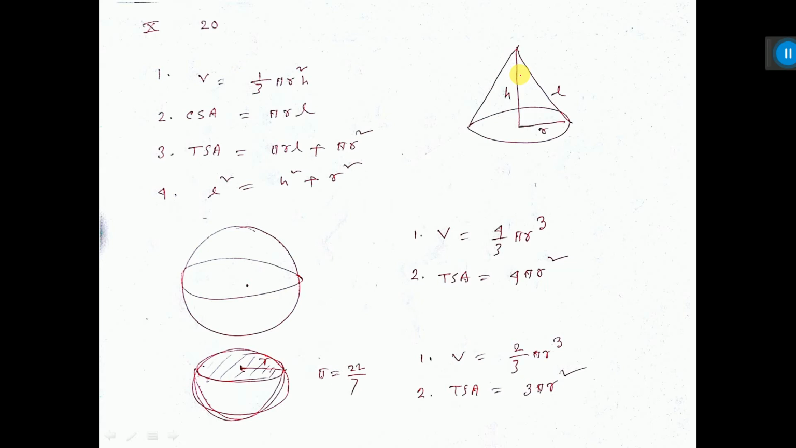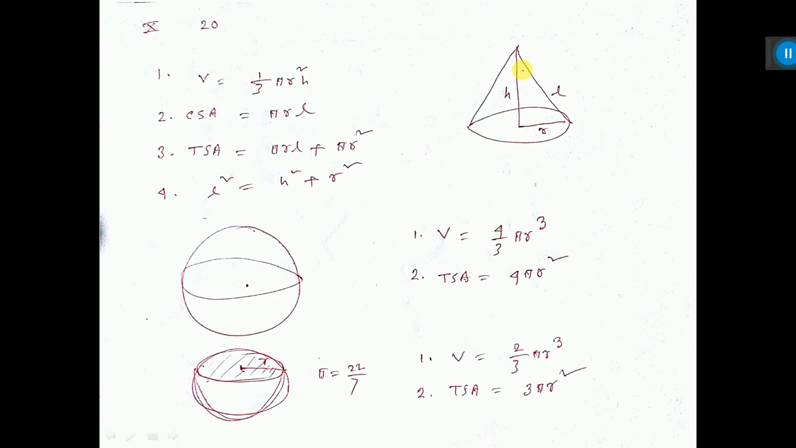And the mason's tool, which he uses, that is also a cone. Then you can say a heap of rice is also a cone. Then you can say a tent also, a cone shaped tent can be made. Like this, these are all examples of a cone.